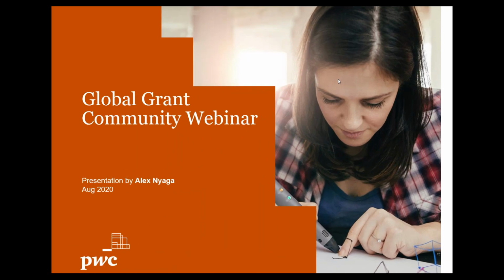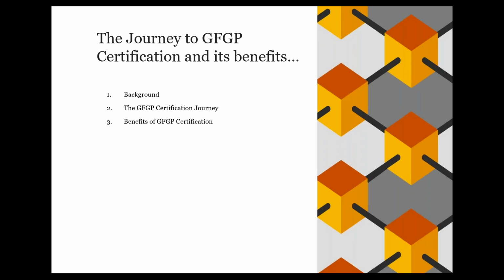Thank you very much, Edward, for that introduction. I'm very pleased to be here, and thank you all who have joined in today, 179 of you, to listen to the Global Grant Community webinar. We are really excited as PwC and also with AAS to be hosting this program today, because it's a culmination of our various initiatives that have happened since 2016. So today I'm just going to take you through what journey it has been to get to where we are today. And then I'll also take you through what journey you need to go through if you are to become GFGP certified, and then what benefits can accrue to your organization by being GFGP certified.